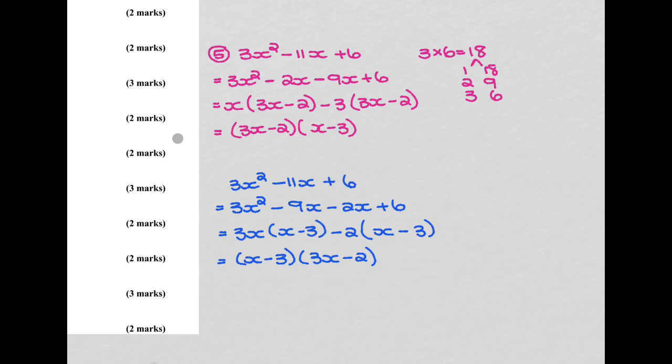Because I've done that, I can take out a 3x from both, and I'm left with x minus 3. Take out the minus 2, and I'm still left with x minus 3. So if you see, in both questions, I've got a 3x minus 2, and in both questions, I've got an x minus 3. They are both correct, but I've approached them from two different angles, and that is absolutely fine.